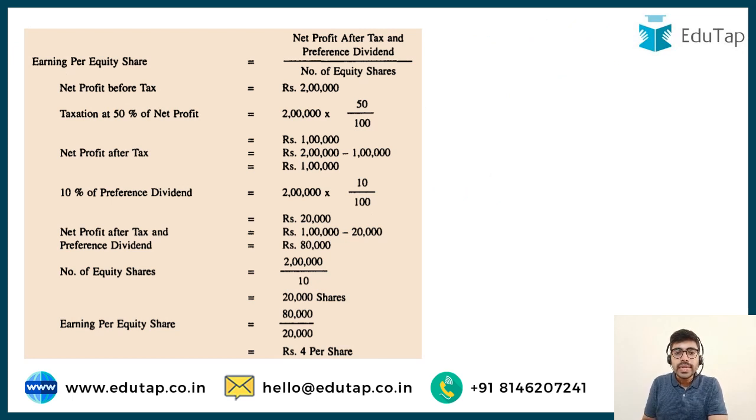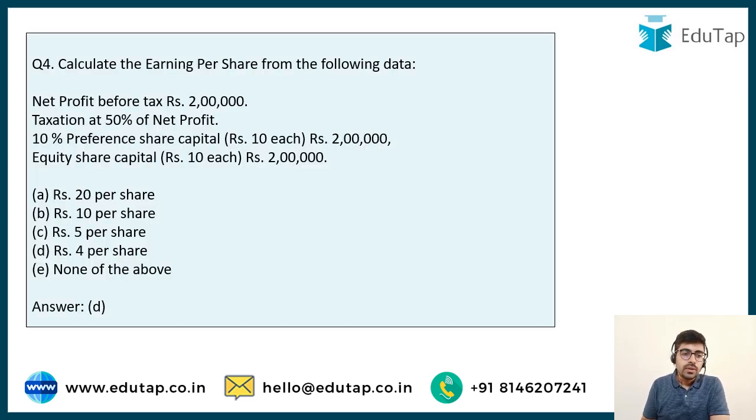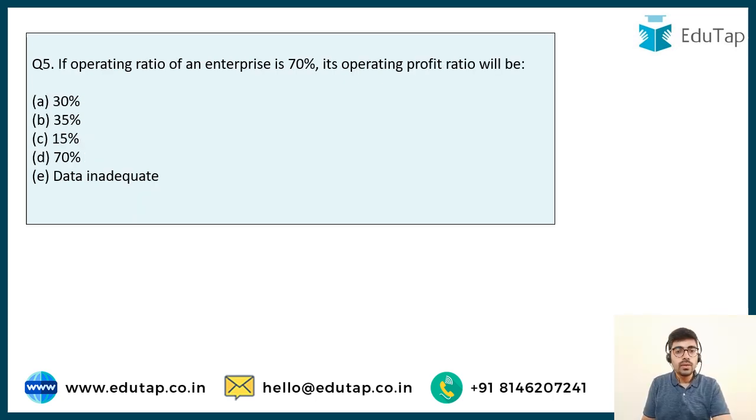So this is how the detailed calculation is done. You can read this as well if you wish to. As we have solved, the answer is going to be option number D, rupees 4 per share. Now let's move on to the next problem.